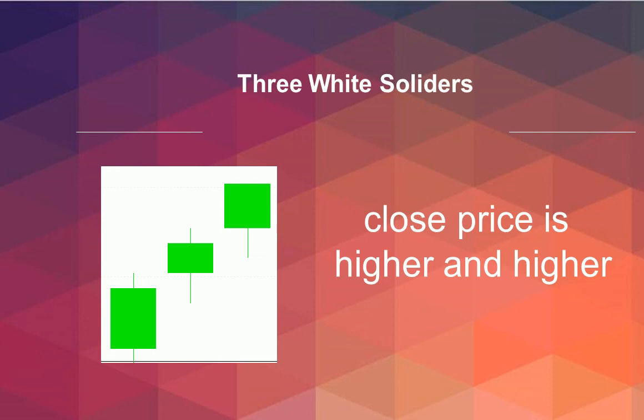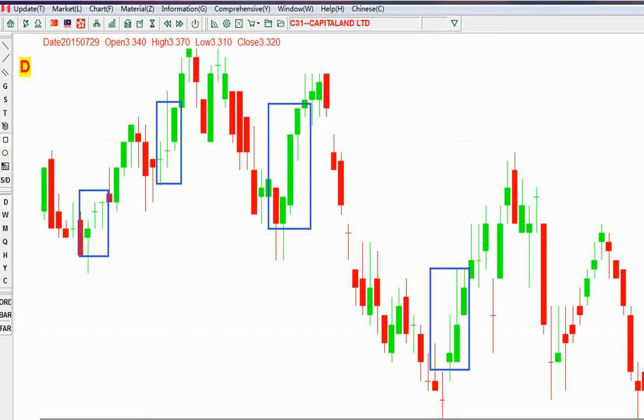We can see the green one. This one's close price is higher than this one, then this one is higher than this close price. So the close price is higher and higher, like this one, three green candlesticks. This is called the three white soldiers, which means the trend is still strong because the close price is higher and higher. Then we can see the next one.